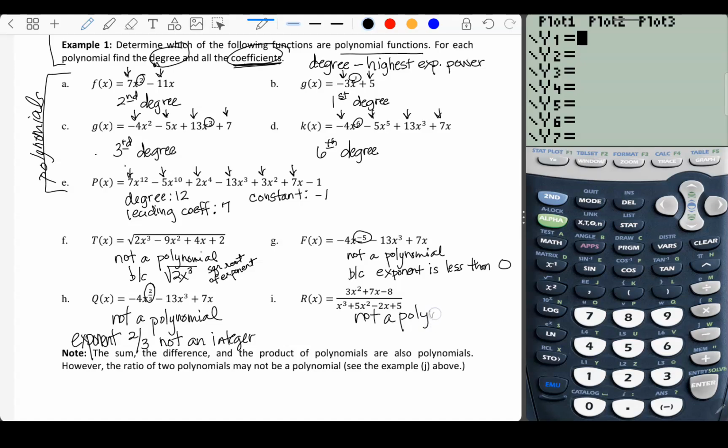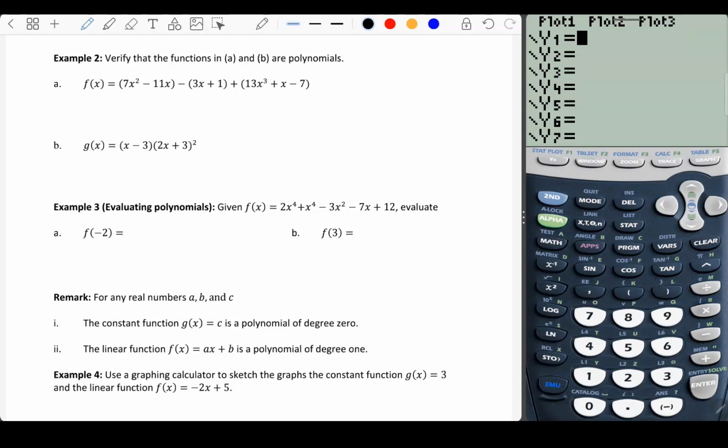And I is not a polynomial because we are dividing one variable by another. Now the top and the bottom are both polynomials, but when we divide them, the whole thing becomes something called a rational function, and that is not a polynomial. So looking at these examples, notice that if you add two polynomials, or subtract them or multiply them, you get a polynomial. But if you divide two polynomials, it's usually not going to work out.